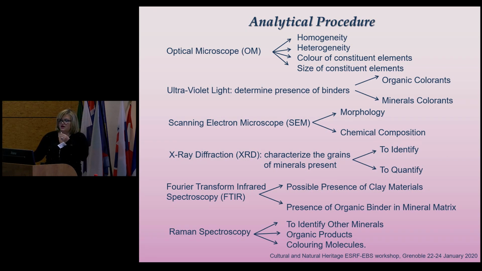Our analytical procedure is a complex one. We start with an optical microscope to distinguish the homogeneity or heterogeneity of the powder. We will talk about powders. Then we use ultraviolet light to determine the presence of binder, organic and mineral colorants, if present. And then in our lab, we have SEM, scanning electron microscopy.